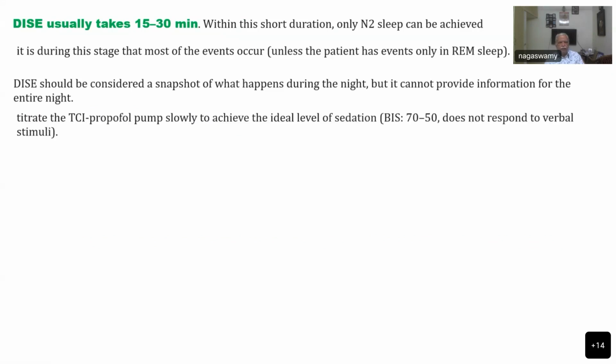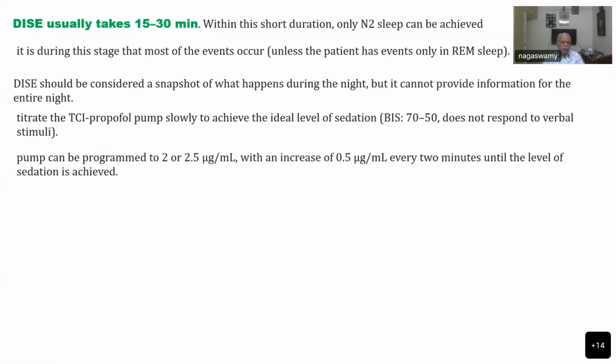And DISE should be considered as a snapshot of what happens during the night, but it cannot provide the information for the entire night. And titrate the TCI propofol pump slowly to achieve the level of sedation to achieve a BIS score of 70 to 50. And you can program the pump in such a way that you start with 2.0 to 2.5 micrograms per ml, and then increase it by 0.5 every 2 minutes until the level of sedation is achieved. So you start with a lower dose, gradually increase it until you get a BIS value of 70 to 50.